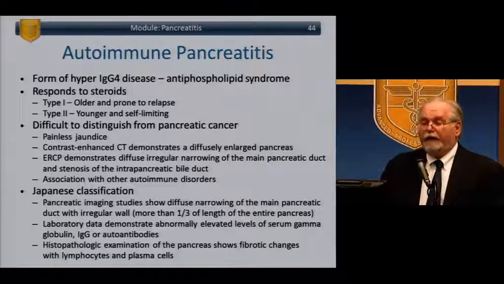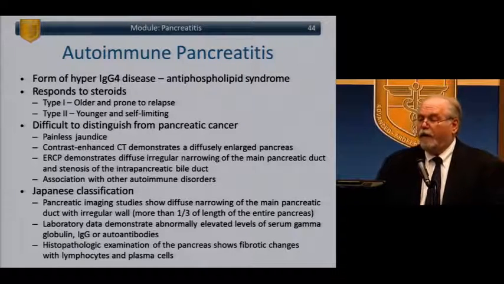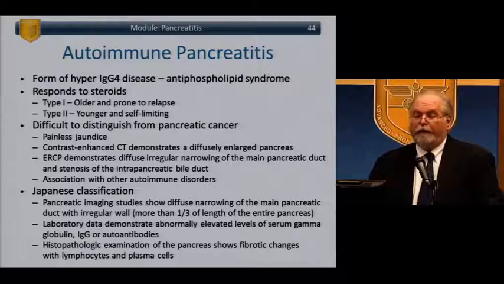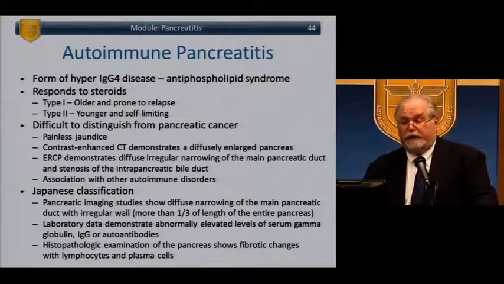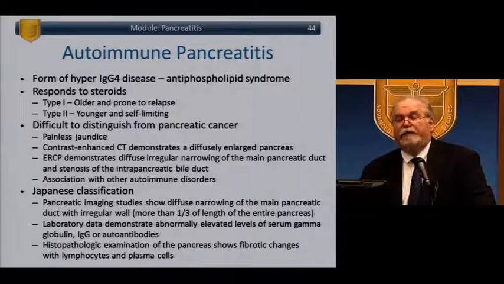Autoimmune pancreatitis is a hyper IgG4 disease associated with the antiphospholipid syndrome, which does respond to steroids. Type 1 is older, and they're prone to relapse. Type 2 is younger and self-limiting. It's difficult to distinguish from pancreatic cancer. They often present with painless jaundice. CT shows a diffusely enlarged pancreas.